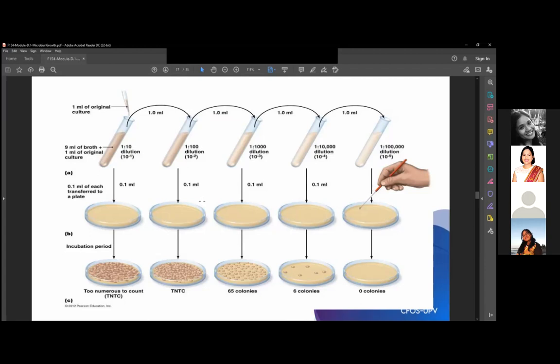Ang expected natin na result after incubation of your plates is the one that was taken from the most diluted tube will have the least number of colonies. Ayan. And the colonies should be increasing as we increase the concentration.